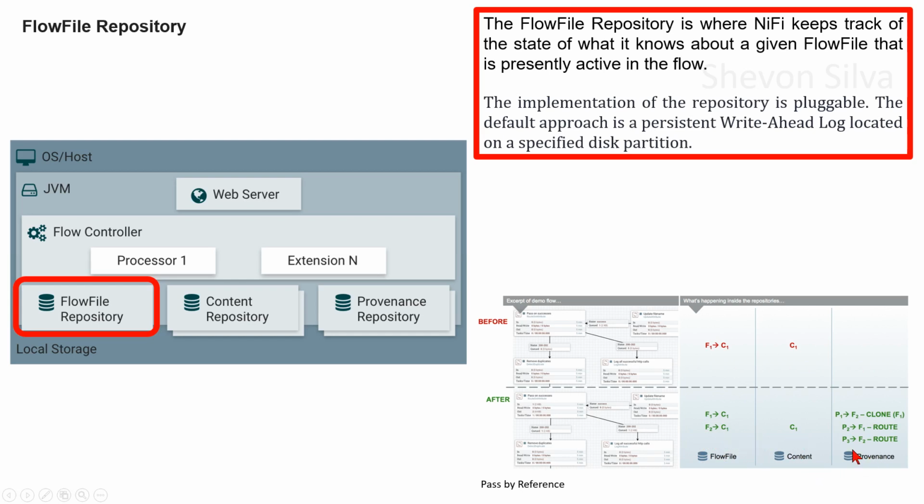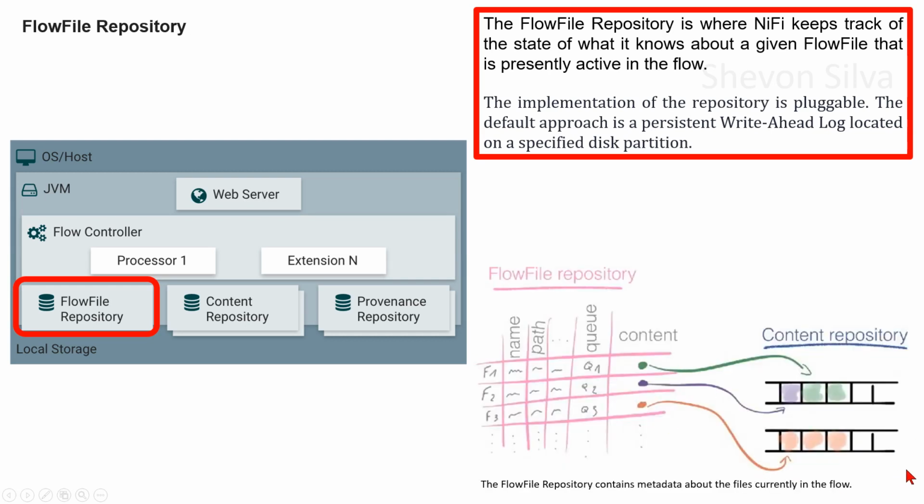you can see C1 here, and in provenance in clone P1 is pointing to F2, and in route P2 is pointing to F1, and in route P3 is pointing to F2.